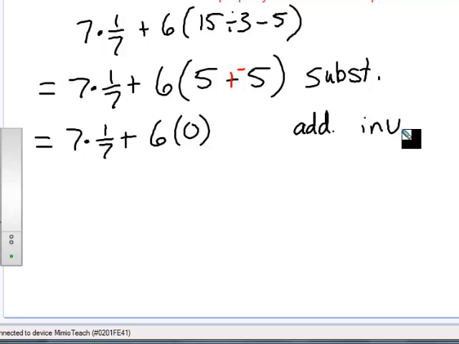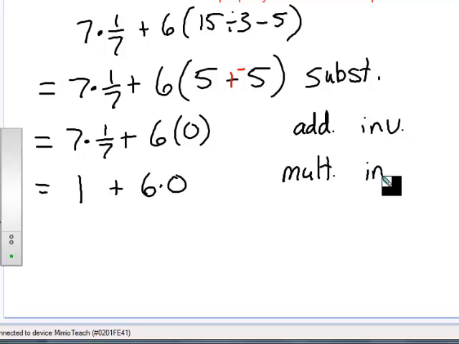Okay. Next thing I have is multiplication, addition, and multiplication again. So, let's start left to right. 7 times 1/7 is 1 plus 6 times 0. Alright, 7 times 1/7 is 1. What property is that? Multiplicative inverse. I'm multiplying a number by its reciprocal to get 1.